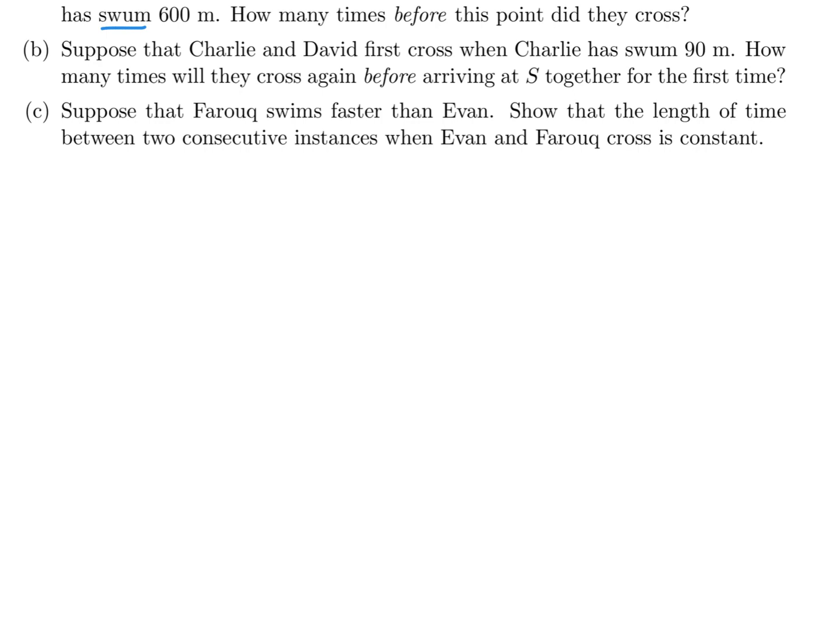Suppose that Charlie and David first cross when Charlie has swum 90 meters. How many times will they cross again before arriving at S together for the first time? All right, in a similar way, we will set up the diagram. So put Charlie and David here. Charlie's gone 90 and David has gone 100 and then comes back about 10, well, exactly 10, I should say. So let's label that.